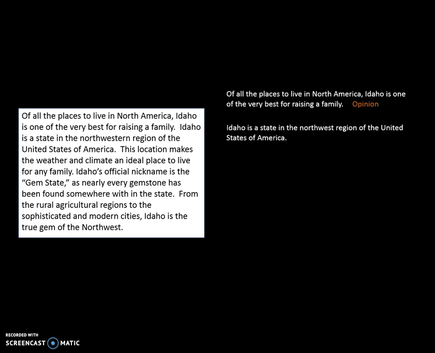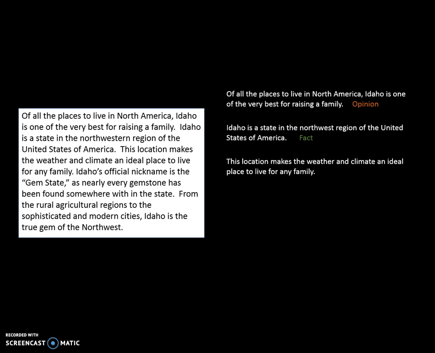The next one is Idaho is a state in the northwest region of the United States of America. Well, I could look that up. And if I were to look on a map, sure enough, I would find Idaho is a state in the northwest corner of the United States. So I'm going to say that that's a fact.